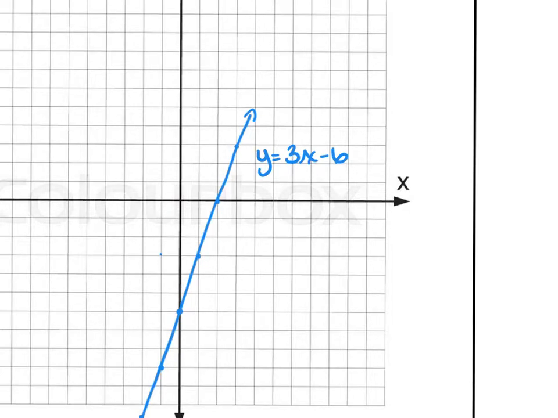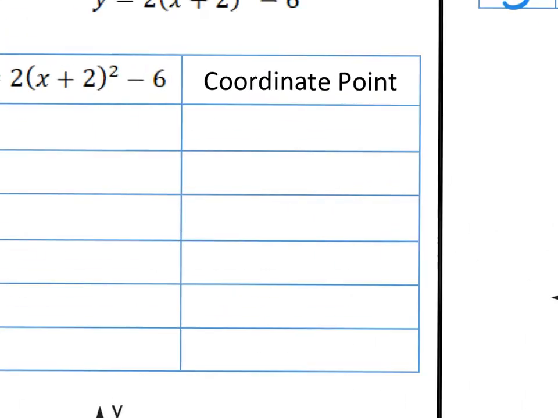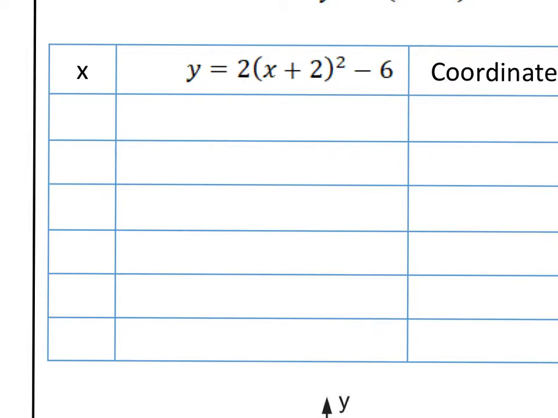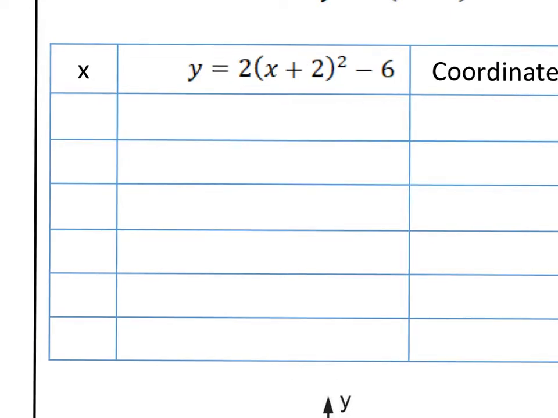The next thing we're going to do is go over to this other example. It's a little bit more complicated, but I think that because we've done all our practice with BIDMAS, you can totally do it. I'm going to use the same x values, starting with -2, 0, 1, 2, and 3. I'm going to do the first one with you, and then I'll let you guys fill in the chart, and we'll see what happens.